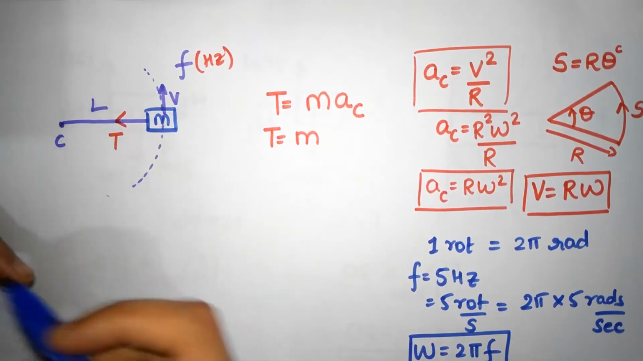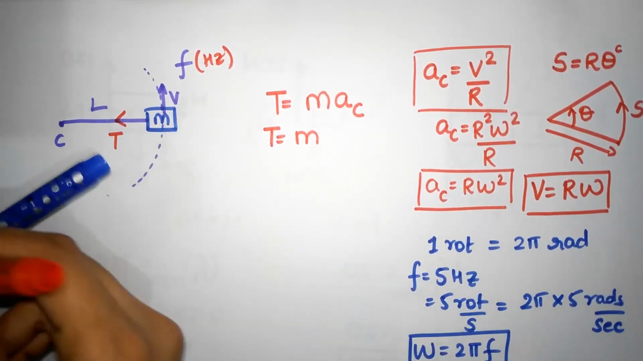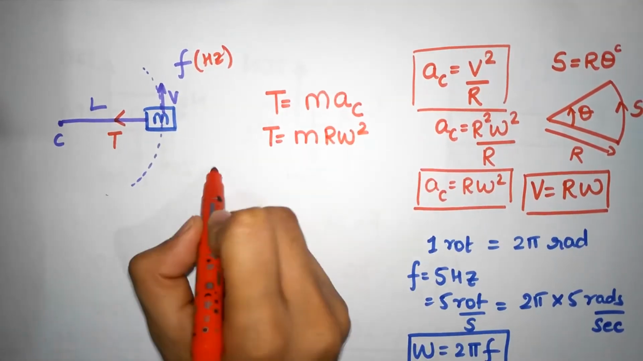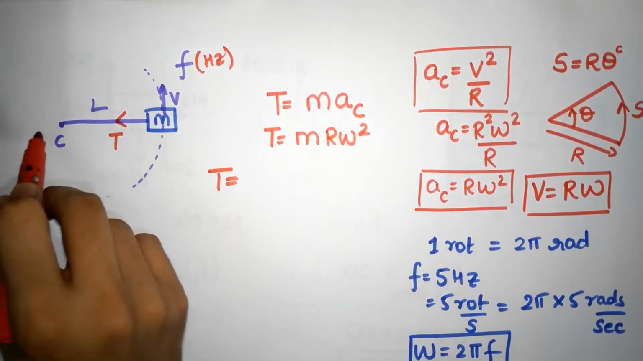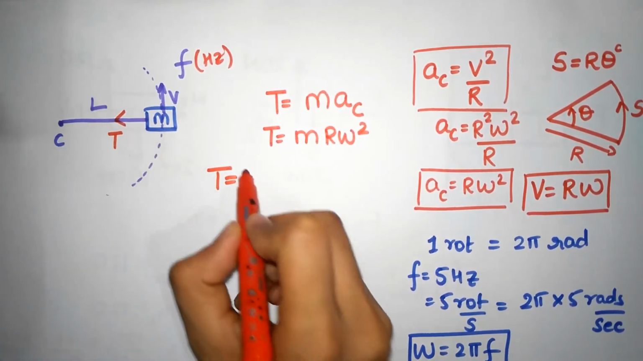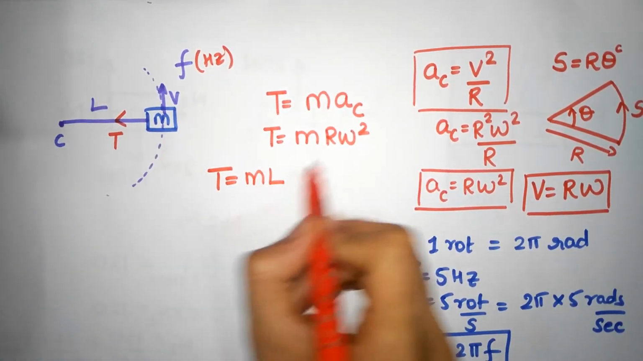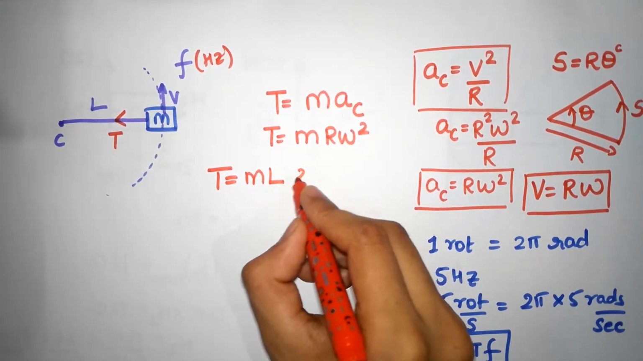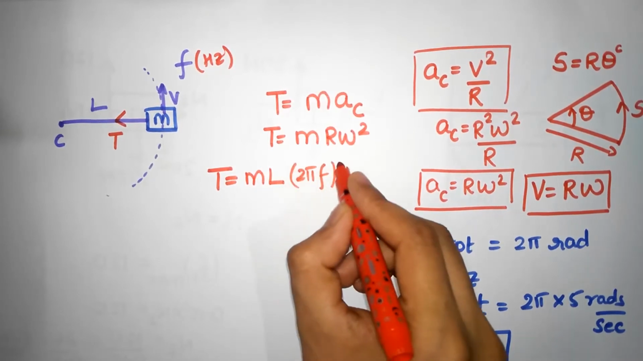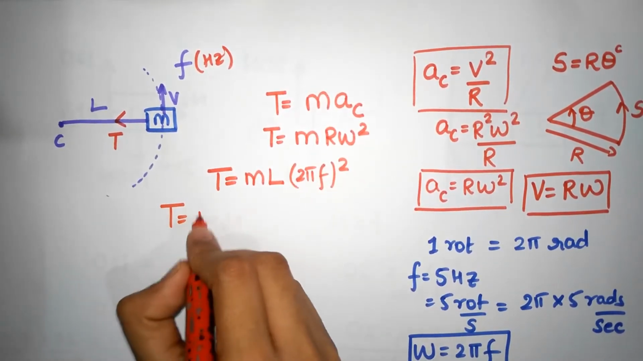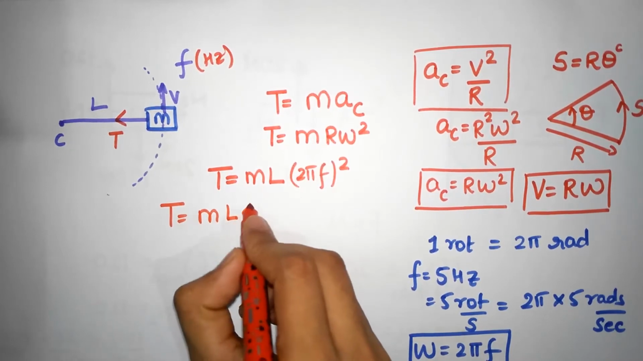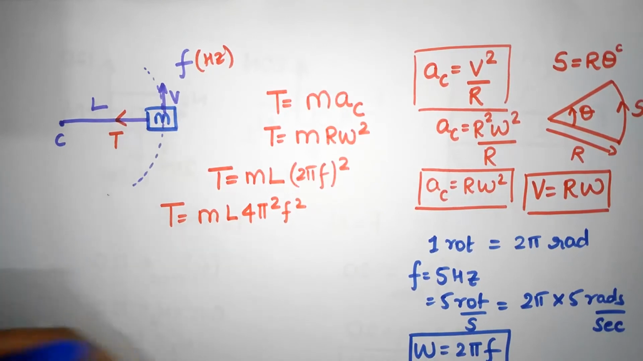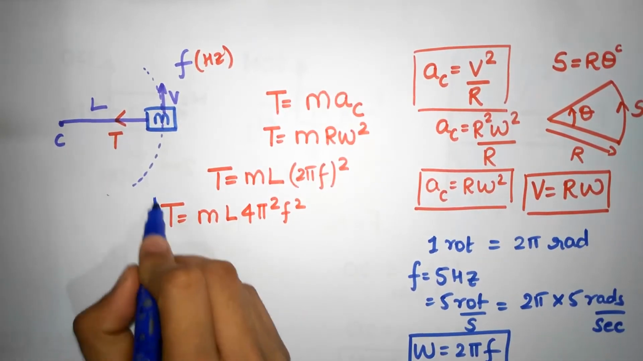So we can now substitute for acceleration. I'm going to substitute r omega squared. And so the tension must be equal to m times r, which is the radius of this path, which is just the length of the string. So m times L, and omega is just 2 pi f, so 2 pi f whole squared. So tension becomes m L 4 pi squared f squared. That's the equation for tension force.